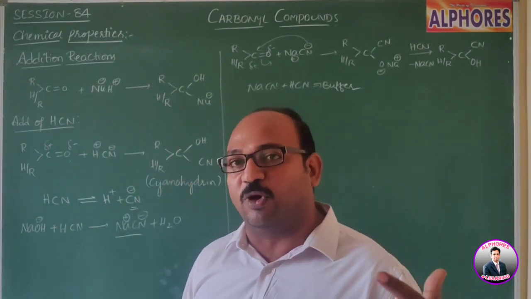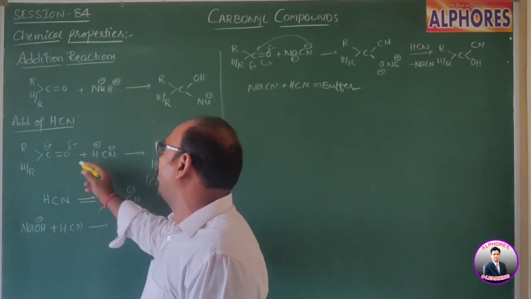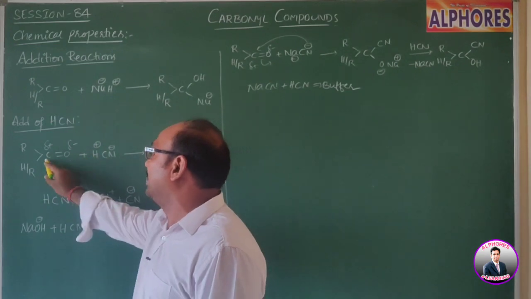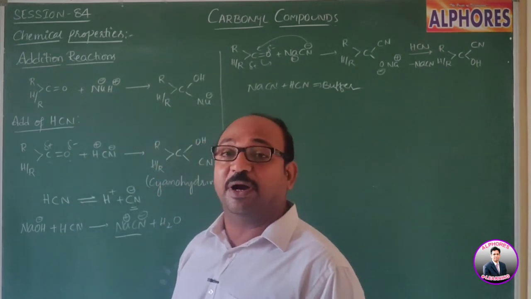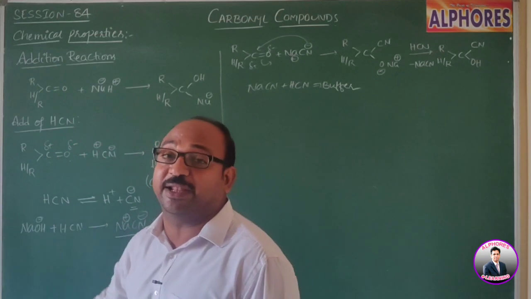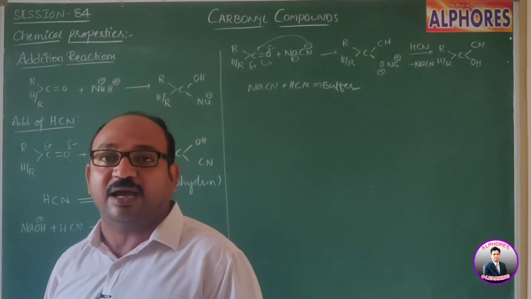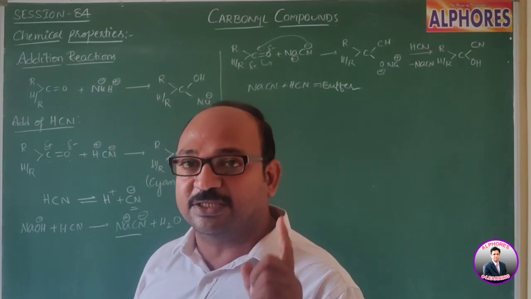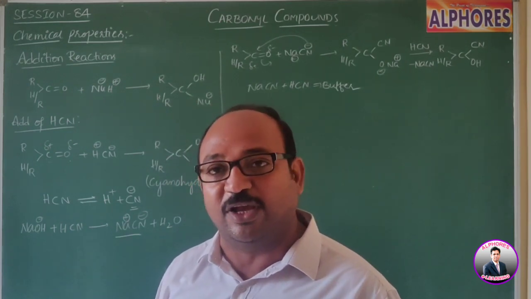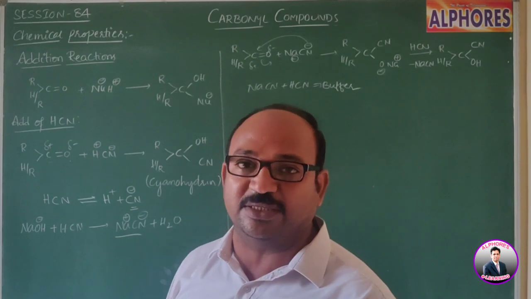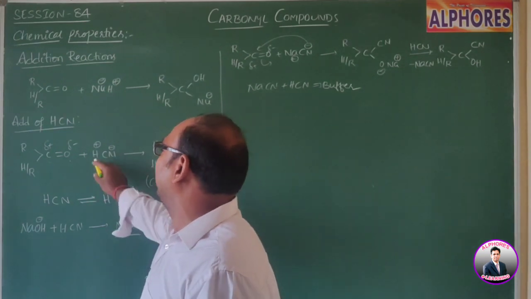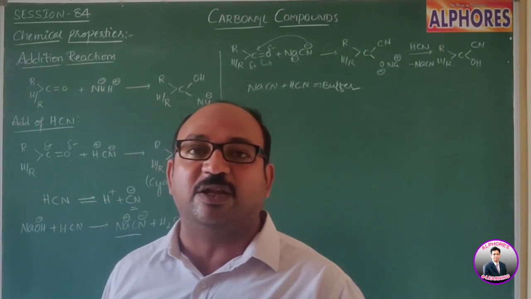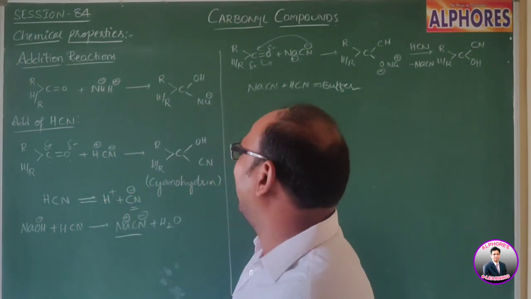So you may expect one more way. This one, C double bond O group, may take first H plus. After taking H plus you are getting carbocation and upon carbocation CN minus may attack. And already mentioned that compared to carbocation, alkoxide ion is more stable. That's why carbocation formation does not take place. And moreover, HCN is not that efficient an acid. That's why the reaction will be stopped.